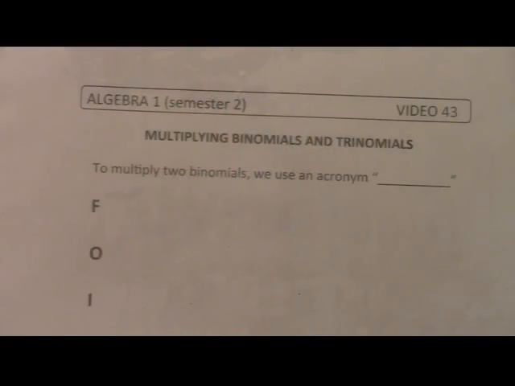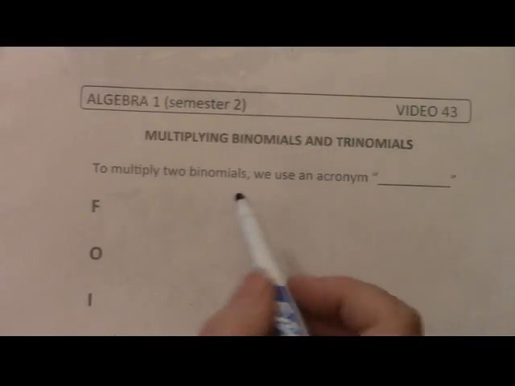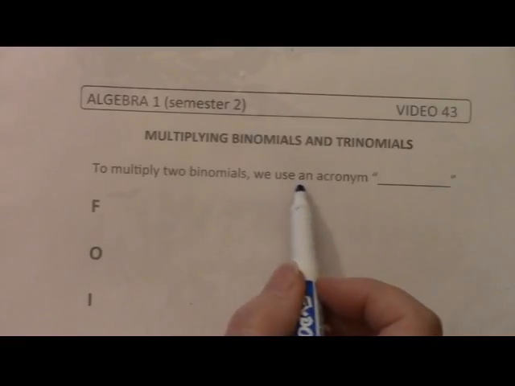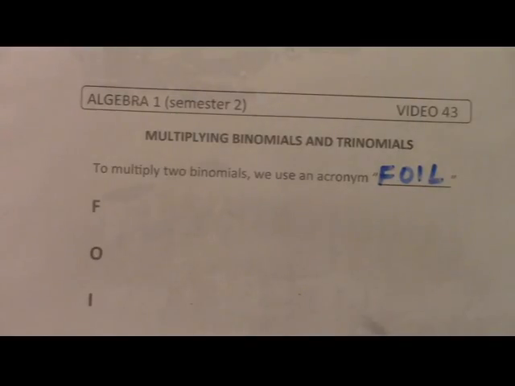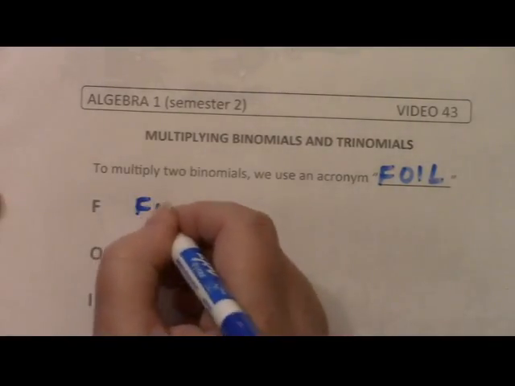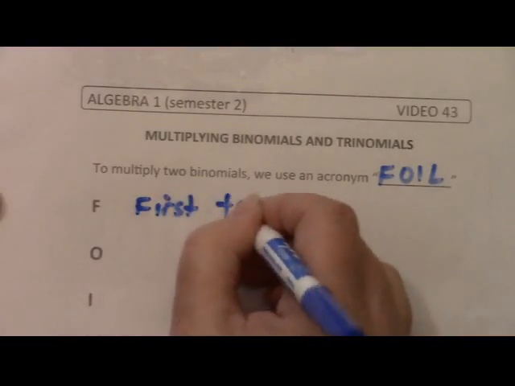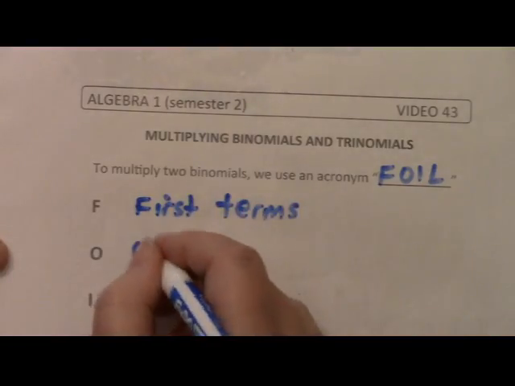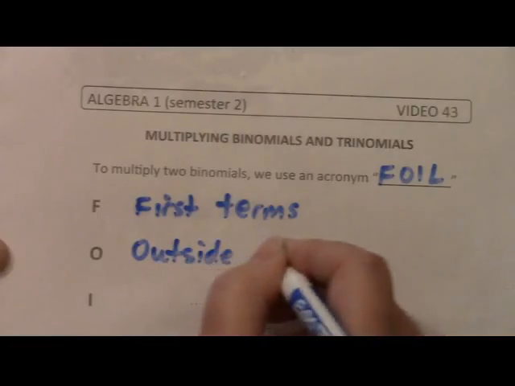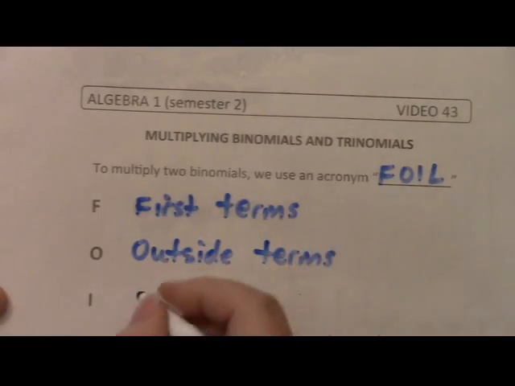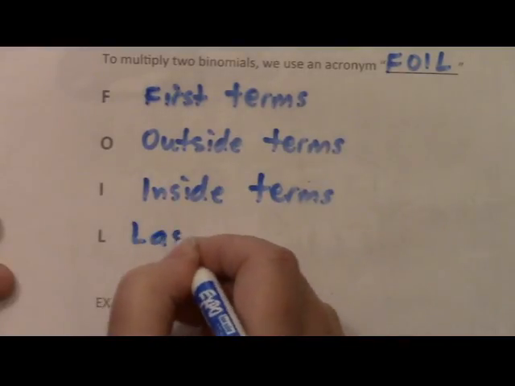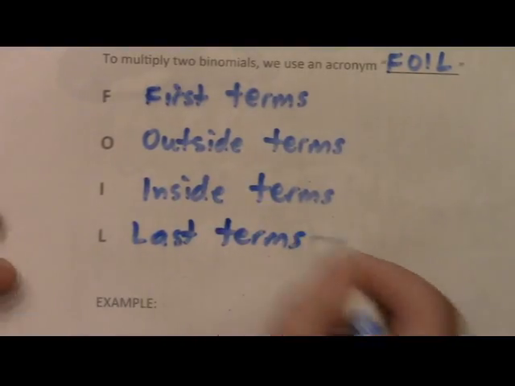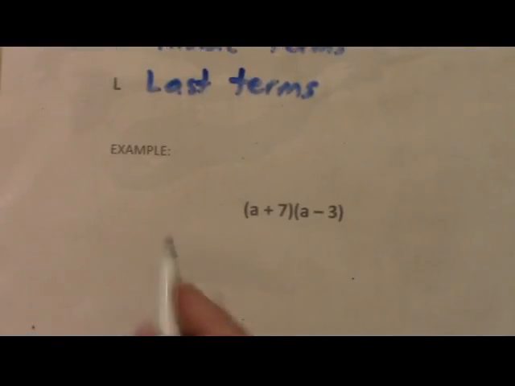Multiplying binomials and trinomials. To multiply two binomials, we use an acronym, FOIL. And this is what it stands for. The F stands for your first terms. O is the outside terms. I is the inside terms. And L is the last terms. And let's see what that means. FOIL.